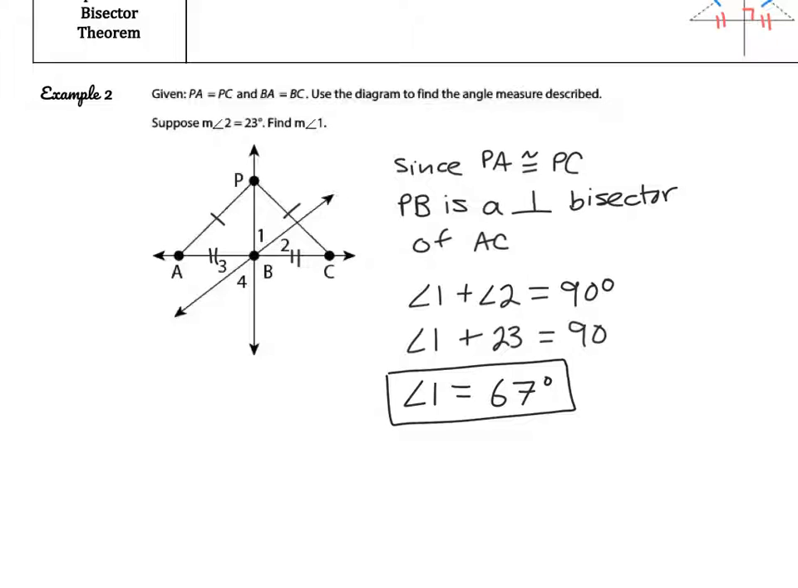Again, we have to make sure we can state how we know that this is a perpendicular line, and it's because PB is a perpendicular bisector. Again, we know that because these two segments are congruent.